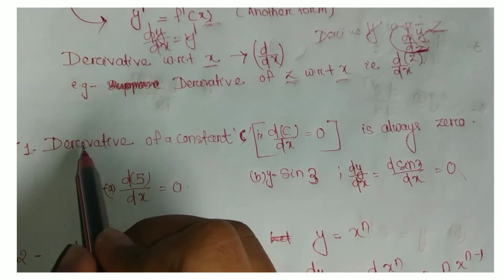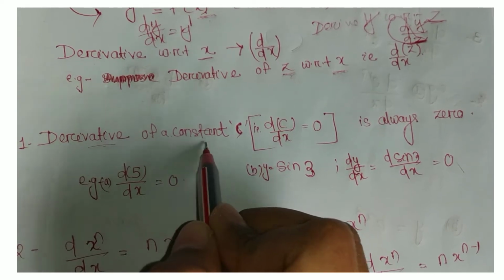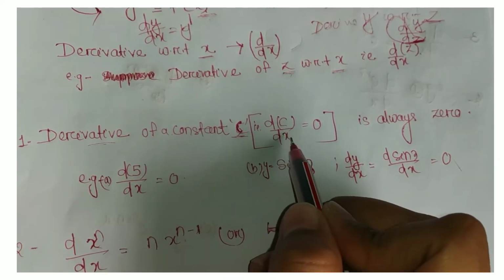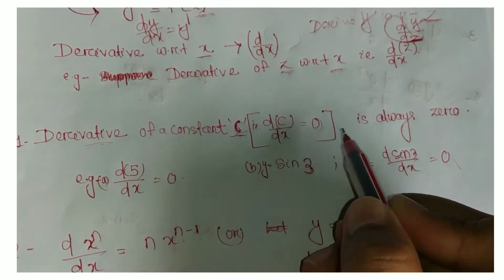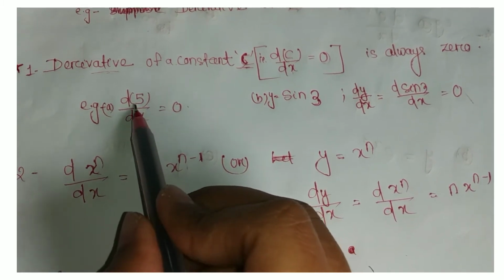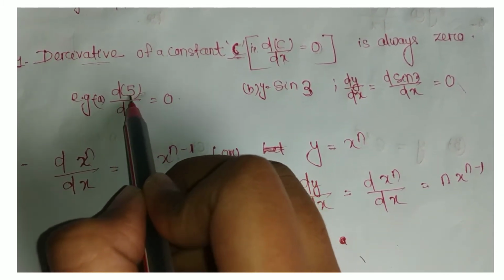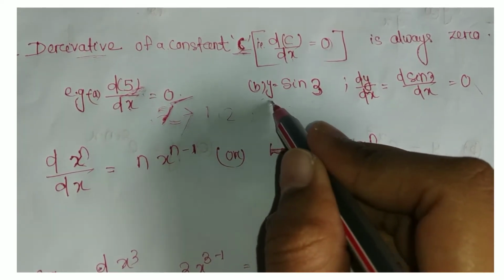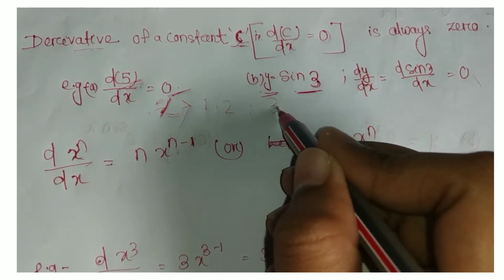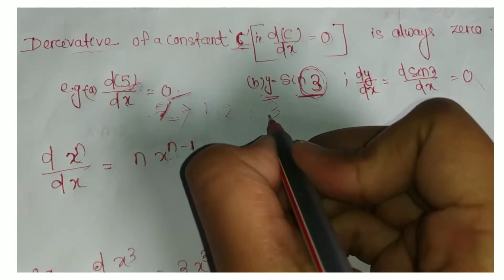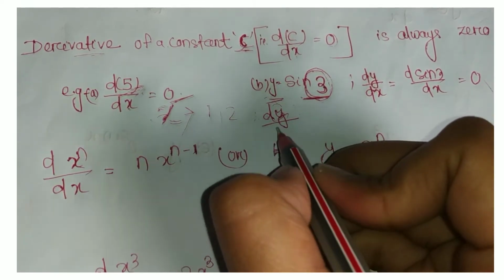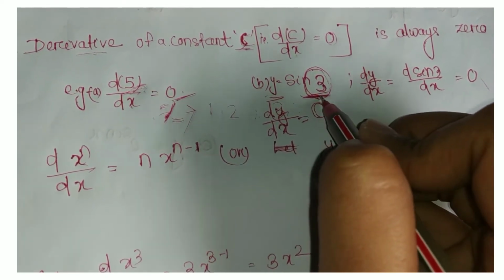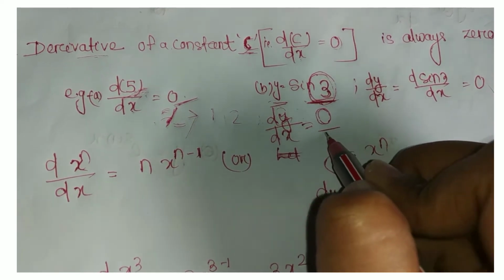Here are some formulas of derivative. First, derivative of a constant function. Let the constant function be c, so derivative of a constant function is equal to 0. For example, derivative of 5, a constant function, is always 0. Example, y is equal to 3 is a constant function, so derivative of y with respect to x is equal to 0. Here 3 is the constant function, so derivative of a constant function is 0.